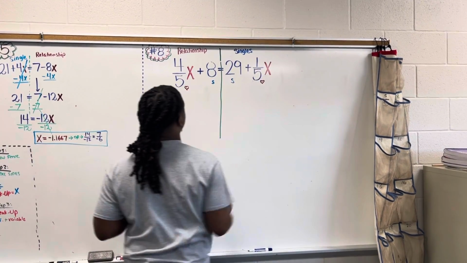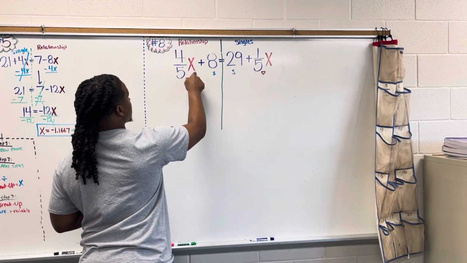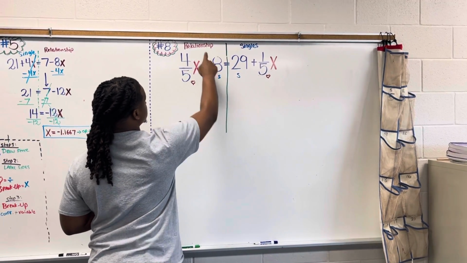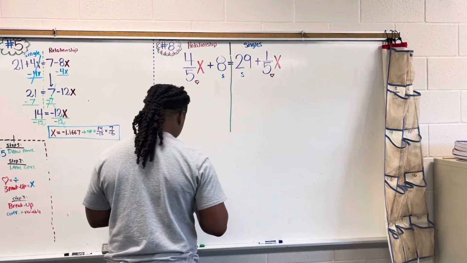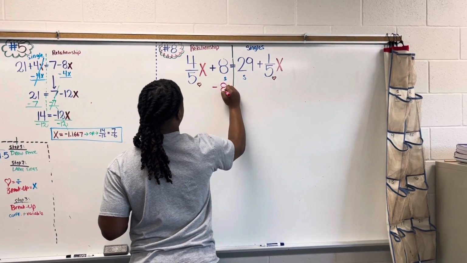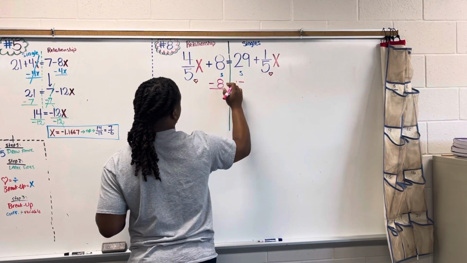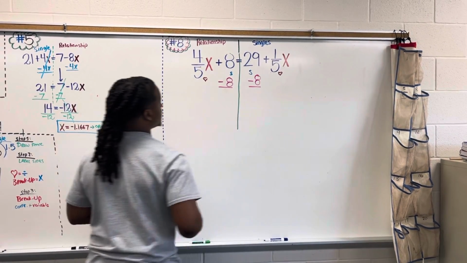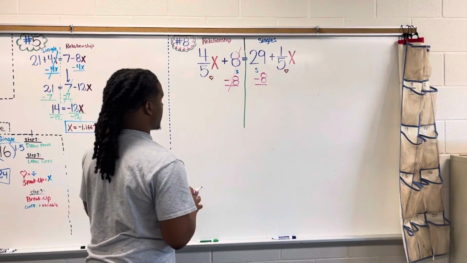Now let's go through what we have. 4/5 times X is a relationship, and it's on the relationship side. You're good. 8 is a single number, but it's on the relationship side. We have to transfer that to the single side. So the opposite of +8 is -8. We have to subtract 8 on both sides, and I have to subtract it from a like term, and a like term is 29. 29 and 8 are like terms. Of course, +8 and -8 cross out over here.